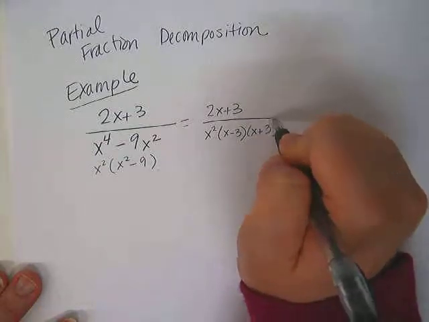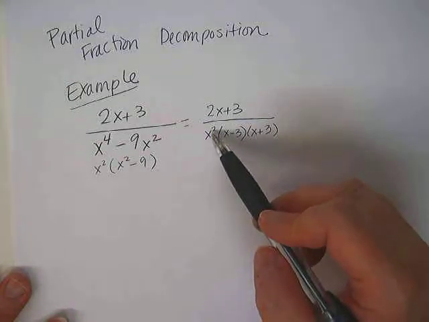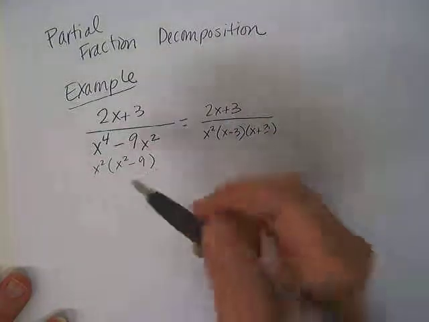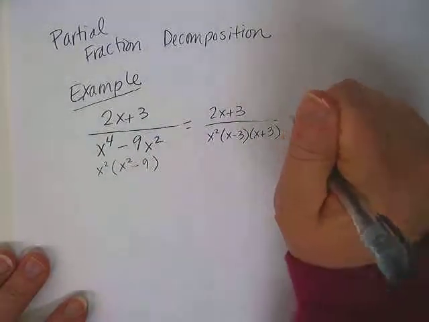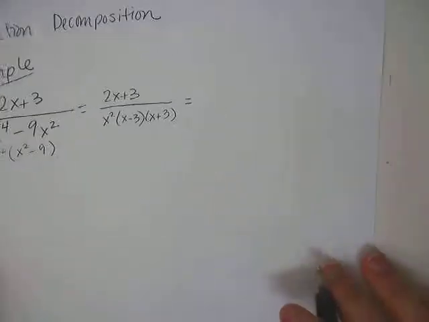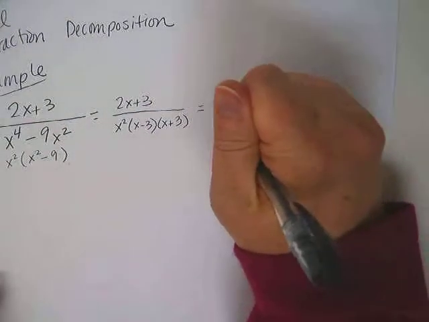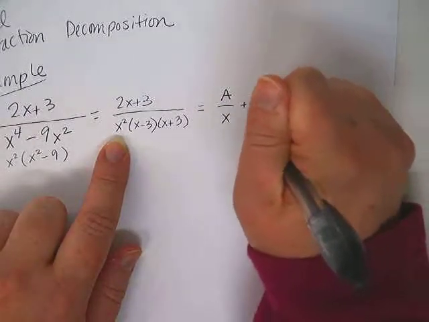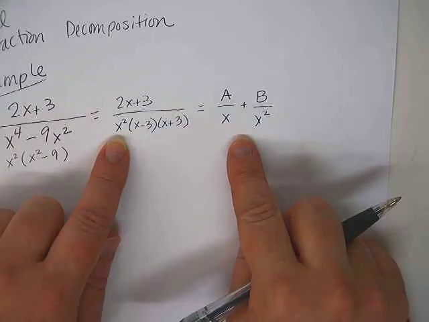So notice how we don't really have any quadratic factors. I guess you can consider that x squared is a quadratic factor, but we're just going to call it a linear repeated factor. Quadratic would be if it's a big thing you can't factor. Okay, so this is actually going to be broken into 4 fractions. We're going to have A over x and B over x squared, because that's a repeated linear factor.